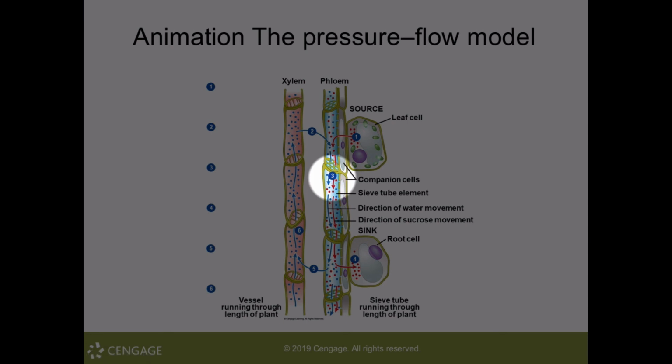So to repeat, start back at 1. The sugar moved into the sieve tube element by way of active transport. Water then diffused into that sieve tube element, increasing turgor pressure. Now sugar leaves the sieve tube element. Along with it, there's a second blue arrow there because water also leaves, diffusing back into the xylem.